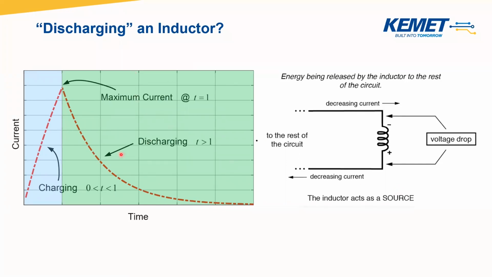And you can see that here in the green part of the graph, where the value of current keeps decreasing with time, and it will eventually reach 0 when the inductor is completely drained of its magnetic energy and has converted everything back to electric energy in the circuit.